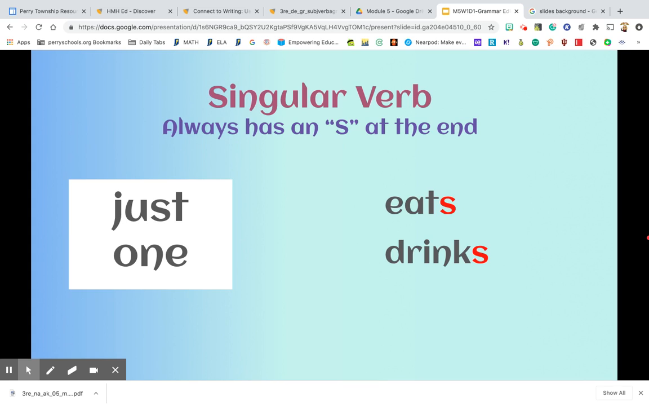Verbs are the actions, or what is happening in the sentence. The word eats is a verb. It is talking about one, singular. So we have that S added to the word eat to make eats. Drinks is also a singular verb.